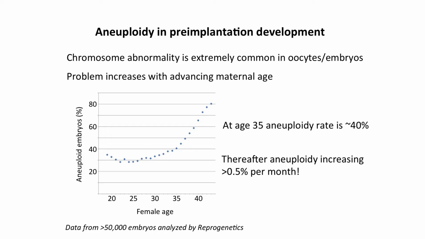But the scary thing is that beyond the age of 35, as you see, it goes up very dramatically. So for a patient over 40, you're typically talking about 3/4 or more of the blastocysts being chromosomally abnormal. And in fact, beyond the age of 35, the aneuploidy rate is increasing at about 0.5% per month. So really every month counts, particularly for patients who are already in the late 30s or over 40.